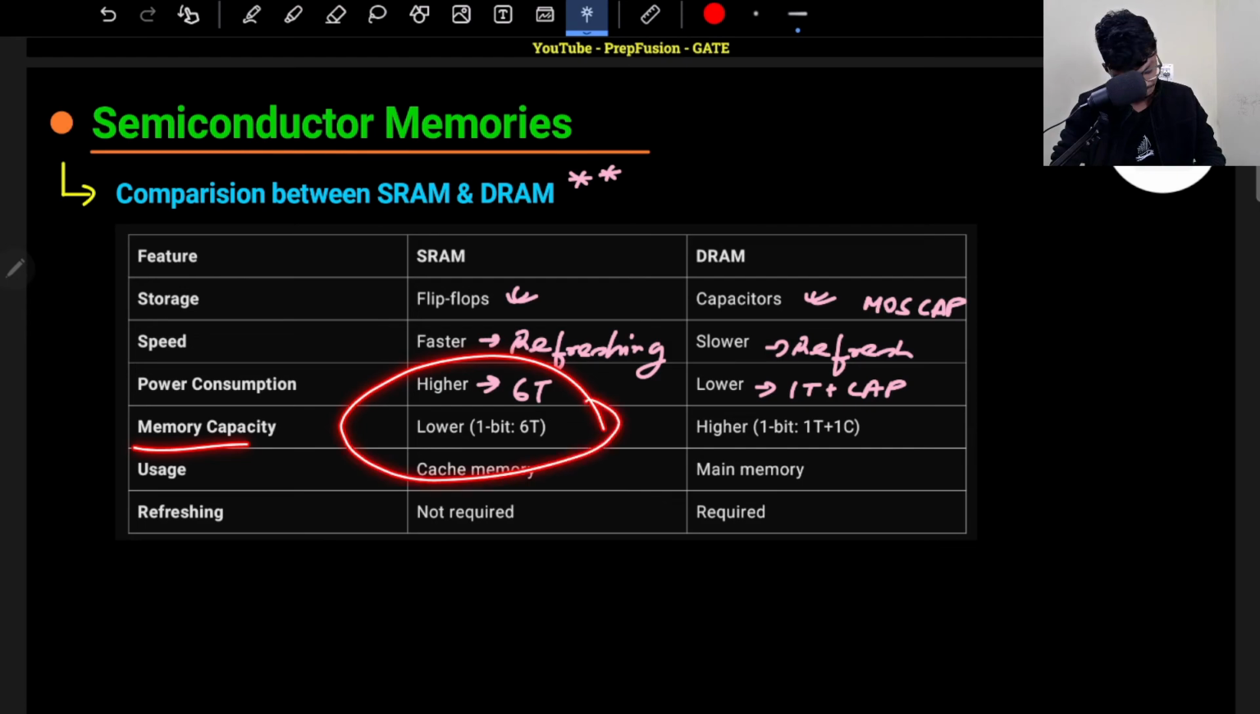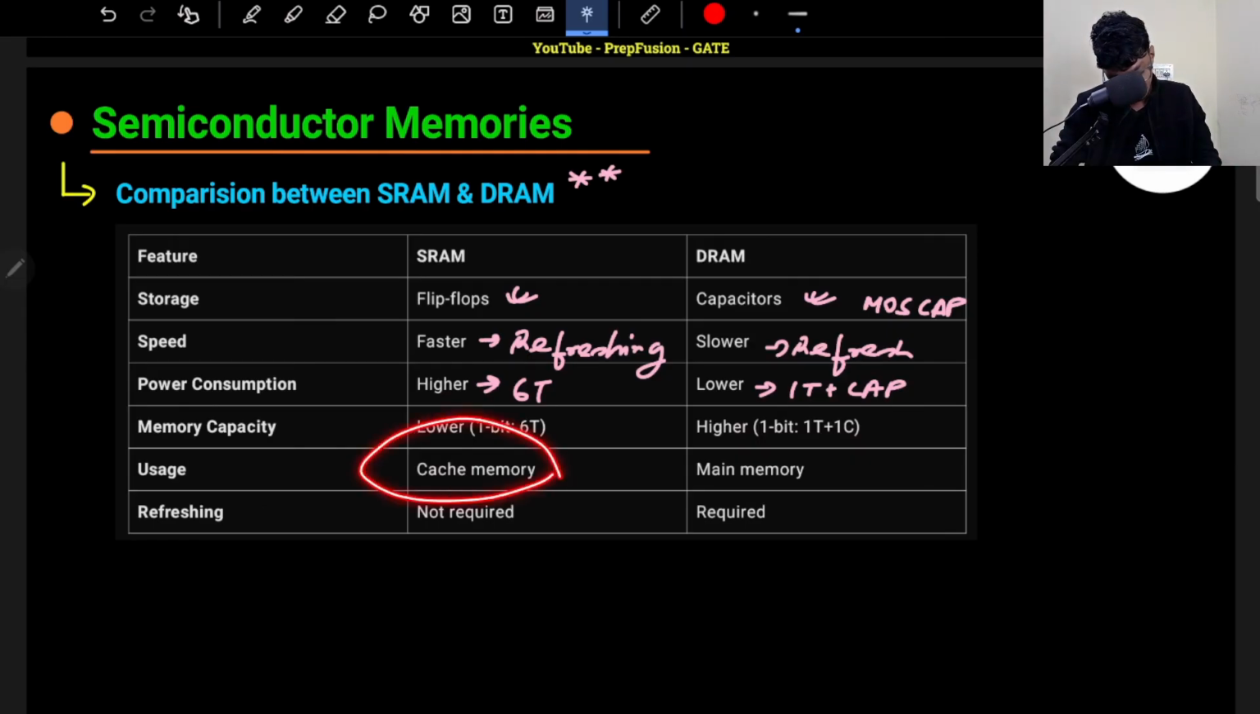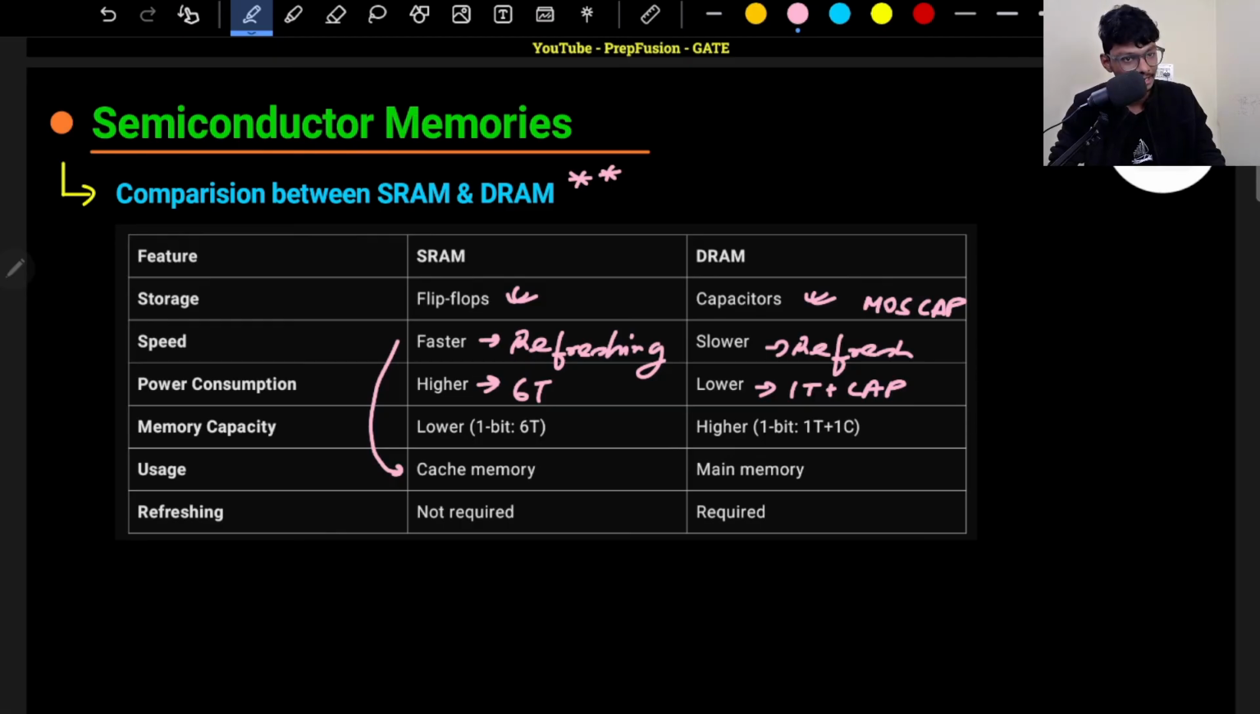Memory capacity will be low in SRAM, obviously, because I'm using like 6 transistors. They will take up some space, right, for storing 1 bit of data. Here I'm using only one transistor plus one capacitor to store 1 bit of data, so obviously the capacity will be higher. Now, SRAM is used for cache memory because it is faster. Because DRAM is slower, it will be used for main memory, that is RAM. Sorry, random access memory, that is present currently in your CPU.